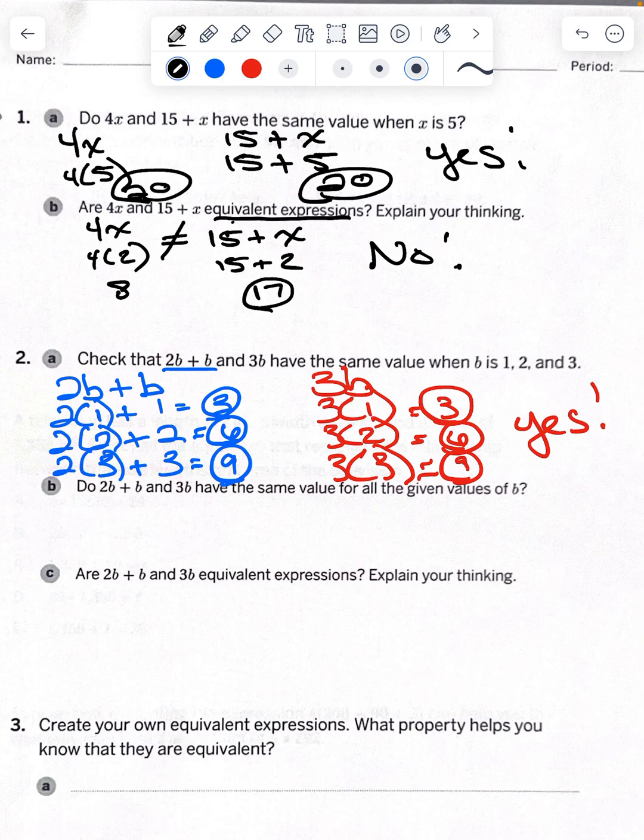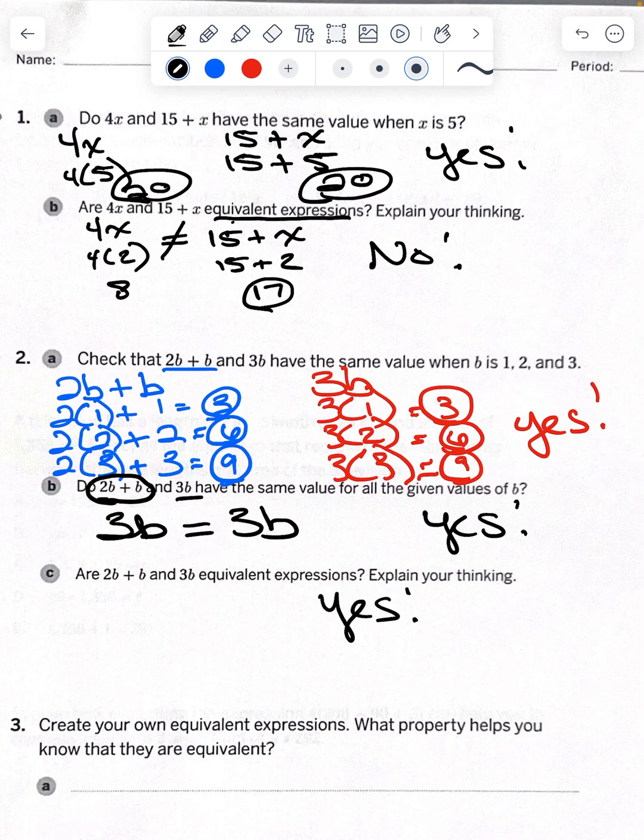Okay, so then for letter B, it says, do 2b plus b and 3b have the same values for all the given values? So can I substitute any numbers in for b and my answers will be the same? We already saw that they're the same for 1, 2, and 3. I can do any number, guys, and our answers will always be the same because 2b plus 1 more b is 3b. They are equivalent expressions, okay? So your answer here should be yes. So if you substitute in 7 or 8 or 9 or 3,000, you're always going to have the same value. Are 2b plus b and 3b equivalent expressions? Well, yes, that's what I just said.